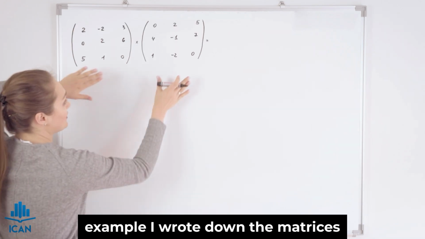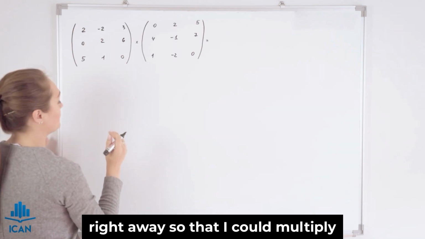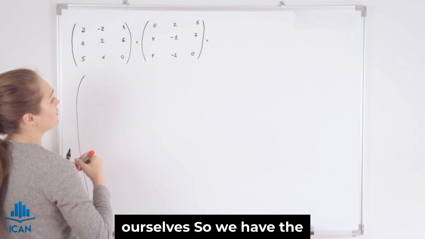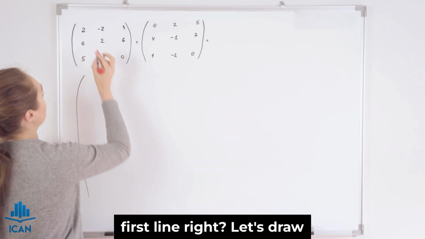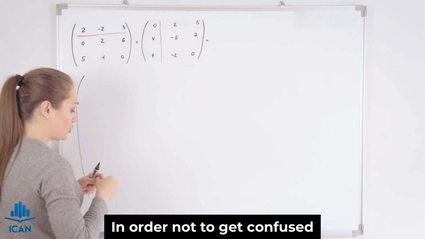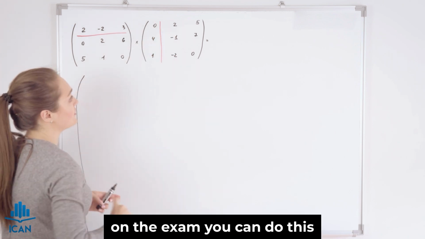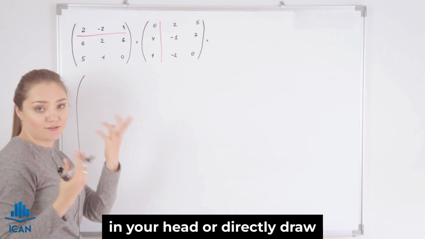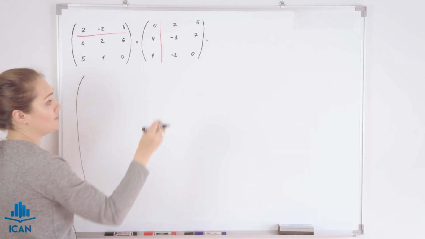In this example, I wrote down the matrix right away so that I could multiply. So let's write to help ourselves. So we have the first line, right? Let's draw a row here, a column here. In order not to get confused on the exam, you can do this, that is, draw either visually in your head or directly draw.